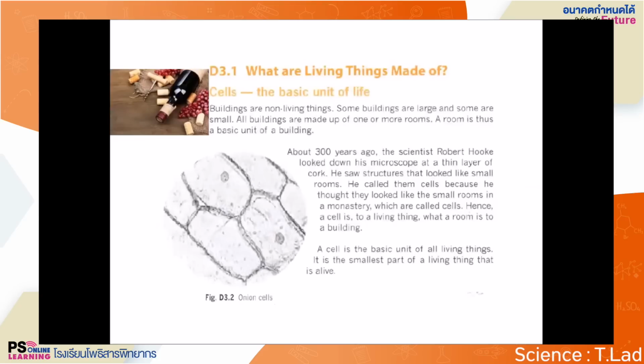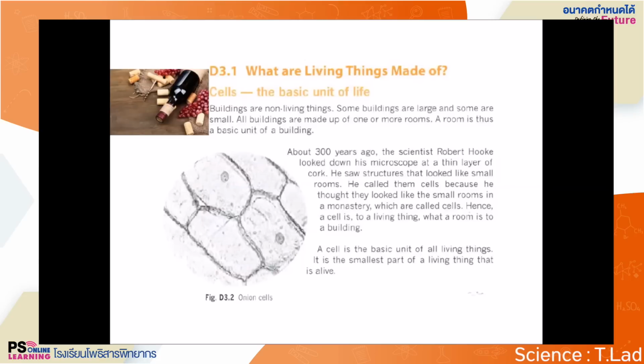A cell is the basic unit of life, or the basic unit of all living things. It means that all living things or organisms are made up of a cell or cells. So that is why there are unicellular organisms and multicellular organisms. A unicellular organism is an organism that consists of only one cell, while multicellular organisms are organisms that are made up of many different kinds of cells.